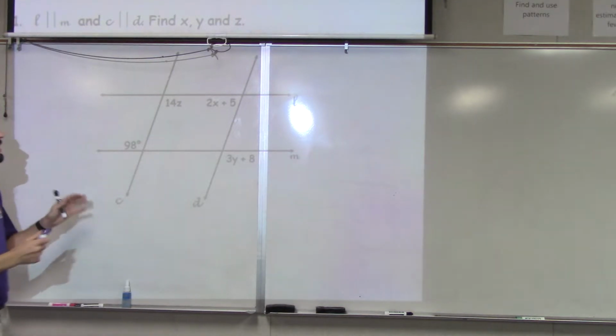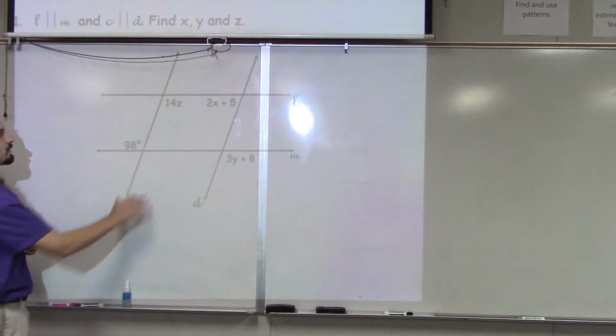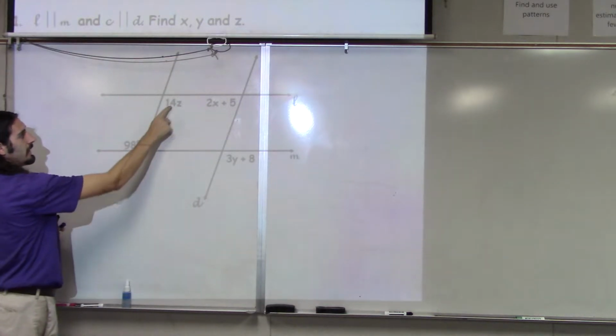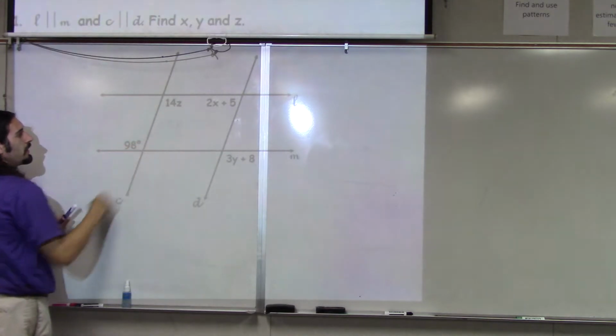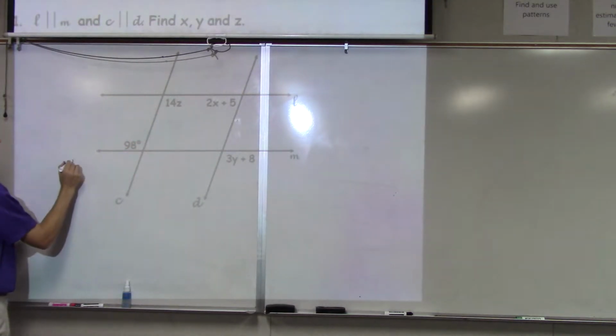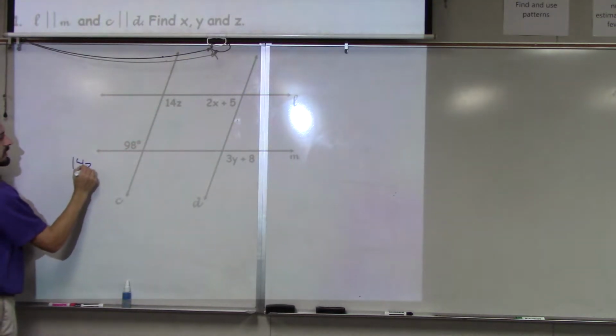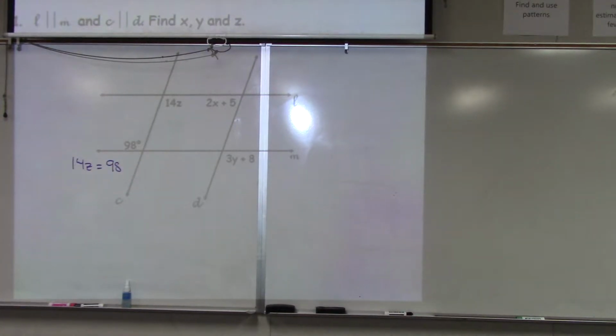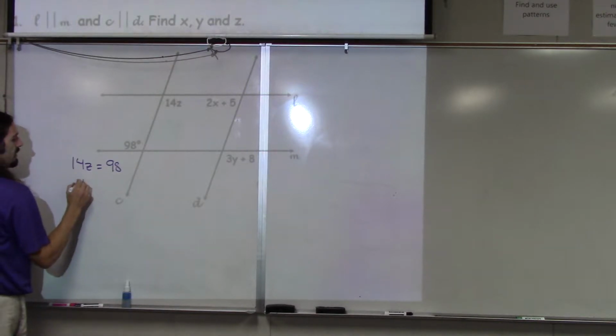Okay? So when I look at this, first pair I see right away is these guys right here. I recognize that these are alternate interior angles, so I know they're congruent. So I'd be able to come over here and say 14z is equal to 98. And so if I think about dividing that, I'm going to get that z is 7. So right away I know that z is 7.